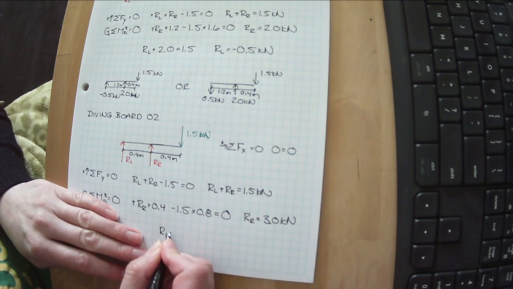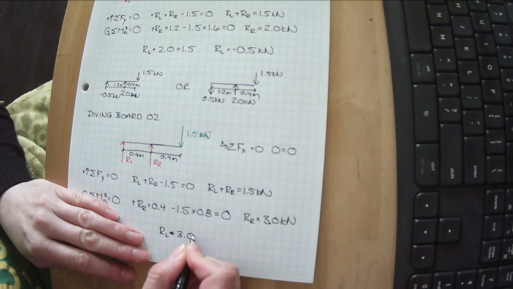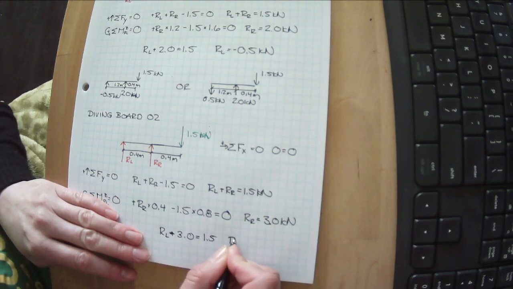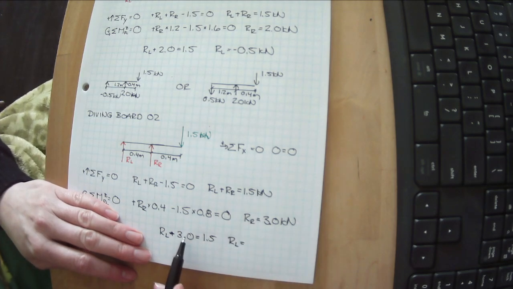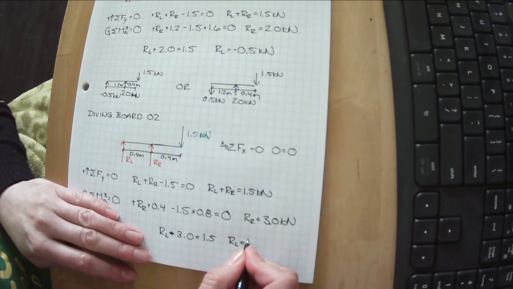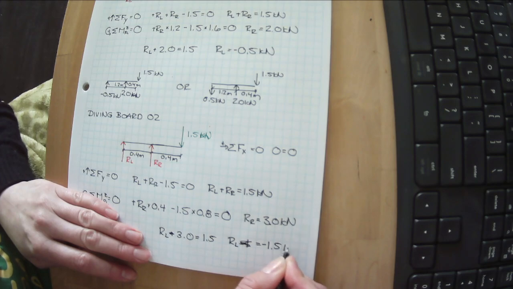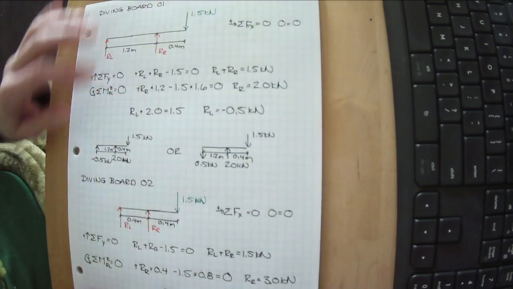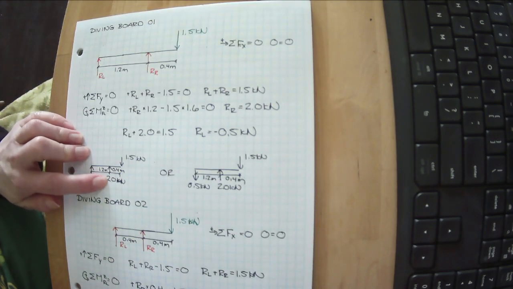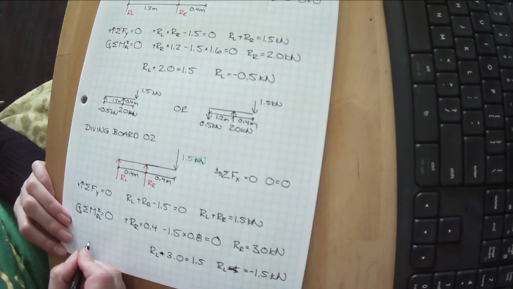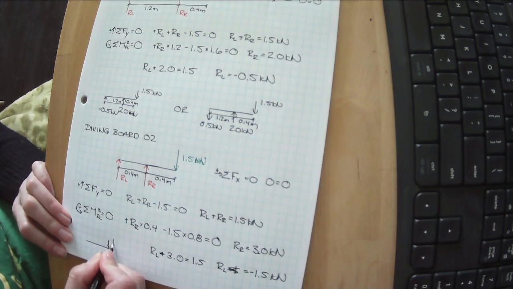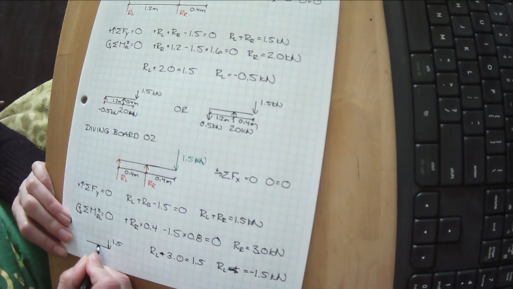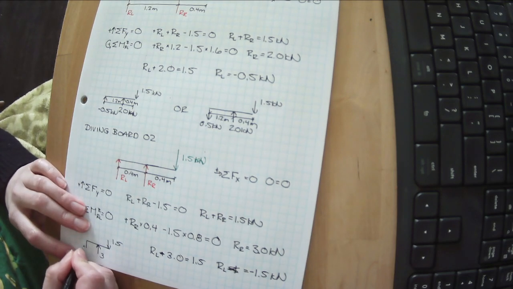RL plus 3 equals 1.5. We can rearrange for RL, and we get minus 3 plus 1.5, equals minus 1.5 kilonewtons. So here we had minus 1.5 and 2. Now we're going to have, with our shorter version of this, we're pushing up with 3 and we're pulling down with minus 1.5.